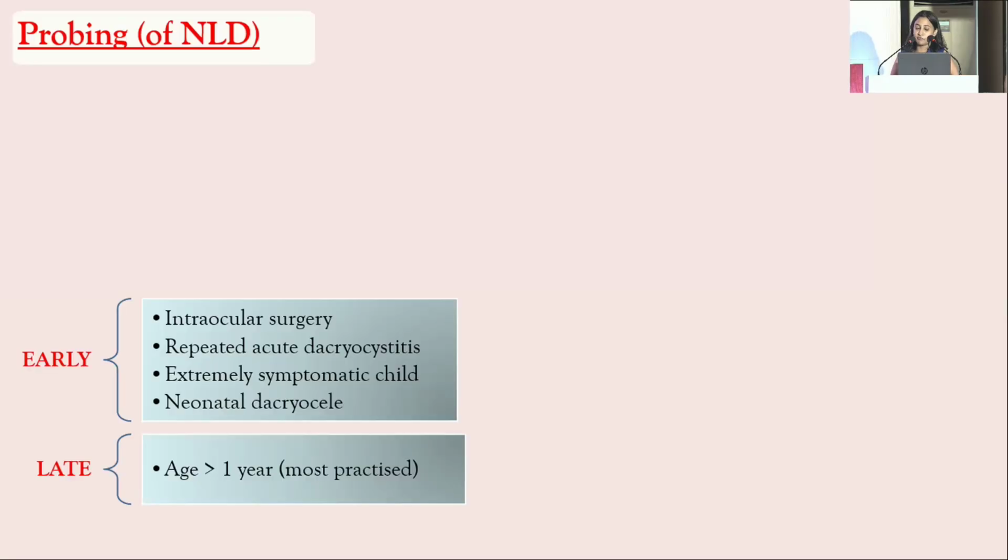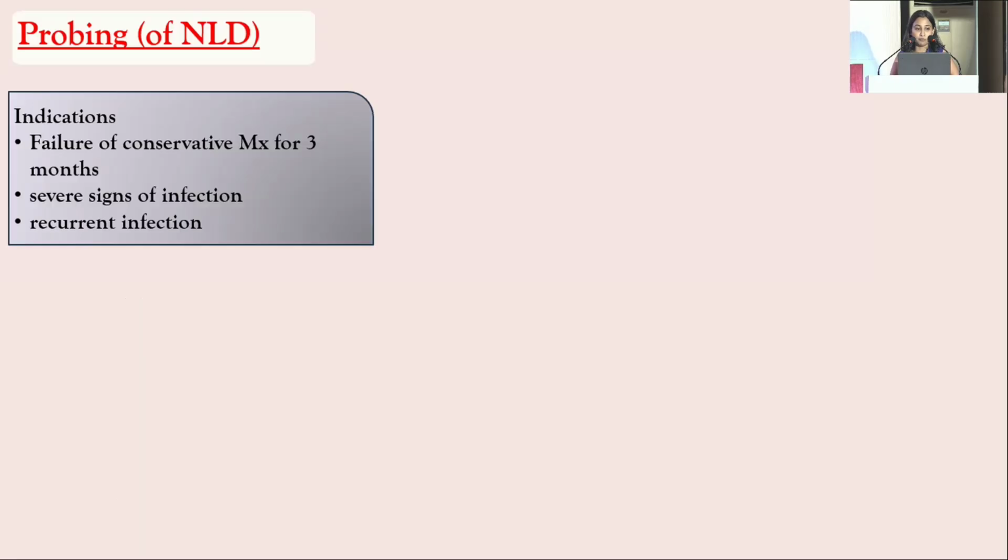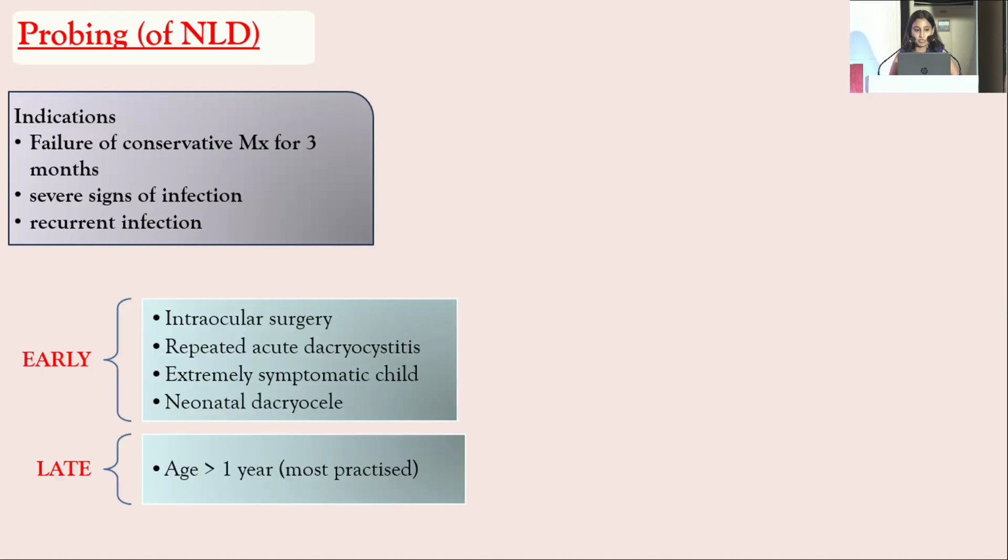The second is the probing of the nasolacrimal duct. The indications are if the conservative management fails, or if there is severe or recurrent infection. What we're doing with the probing is puncturing the obstruction which was present at the nasolacrimal duct below that. So there are various controversies whether we have to do early probing or late probing. Early can be done if we want to operate on the child for any intraocular surgery, like for any congenital glaucoma or any congenital cataract, or if the child is very symptomatic.